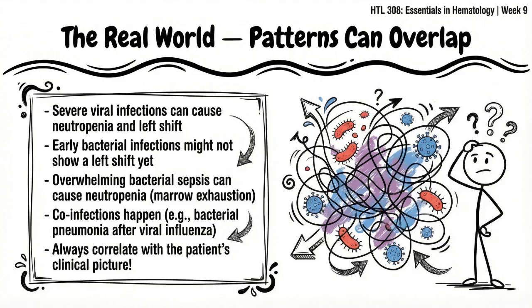And some bacteria, like Bordetella pertussis, cause lymphocytosis rather than neutrophilia. The pattern is a guide, not a rule. This is why clinical correlation is so important. The smear tells part of the story, and your job is to put it in context. So, how do we approach this complexity systematically? Let's talk about case-based thinking.